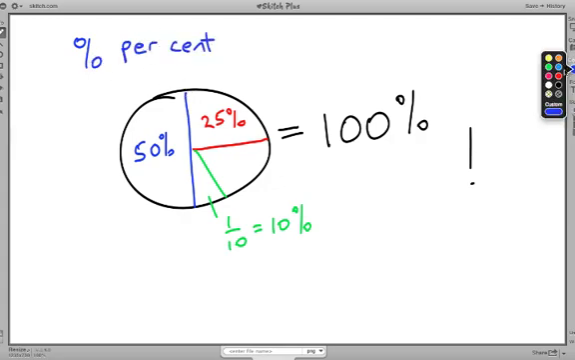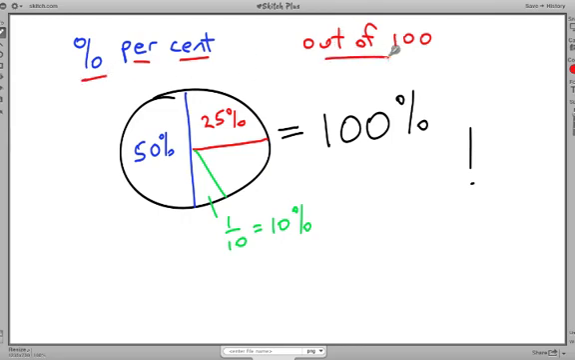Percent. What does per mean? Per means out of. What does cent mean? Cent, short for century. Any cricket fans out there? Century means 100. So cent is short for 100. So percent means out of 100, which makes sense because the whole is 100%.